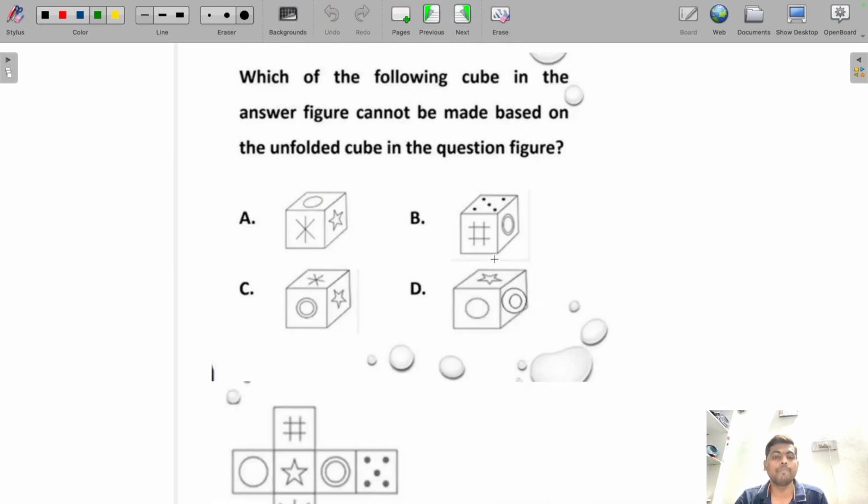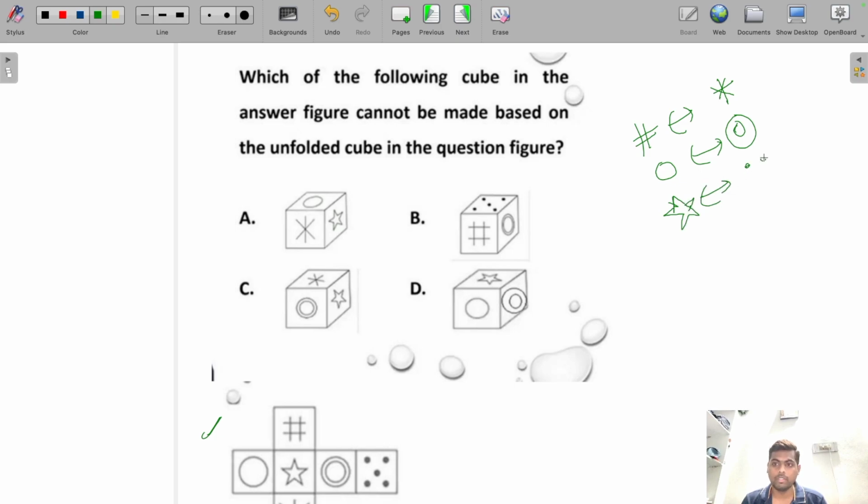Now coming to the next question: which of the following cubes in the answer figure cannot be made based on the given question figure? As I mentioned earlier, the best way to solve this question is to find the opposites from this. For hash, what is opposite? This one. For O, the opposite will be double circle. And for star, what is opposite? These dots.